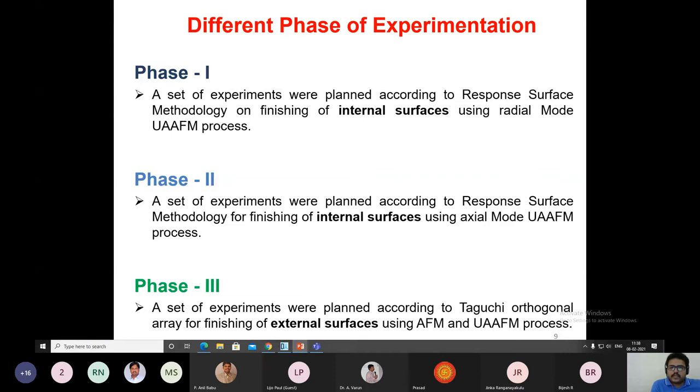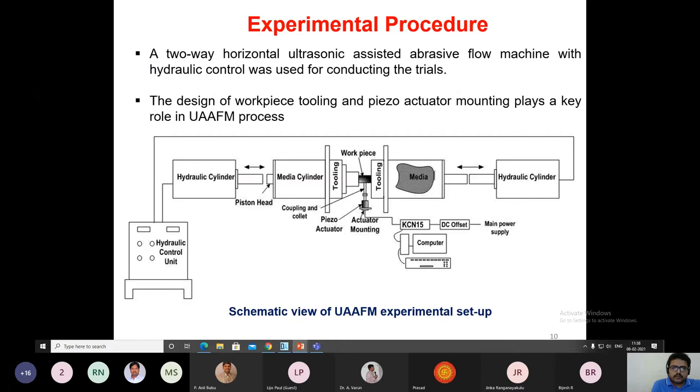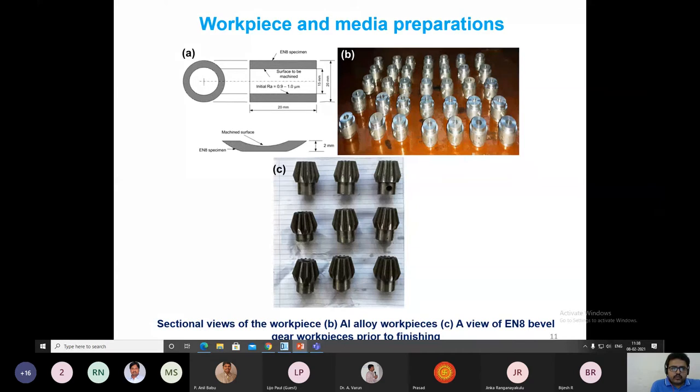So these are my three studies which I have done phase-wise. Let us look into the experimental procedure. As I explained the simple principle of the UAFM process, here you can see the experimental setup line diagram, and these are my workpieces which I'm going to finish. You can see in one case we have used bevel gears, and in the other case we have used aluminum alloys. So two different materials and two different shapes are taken, right?